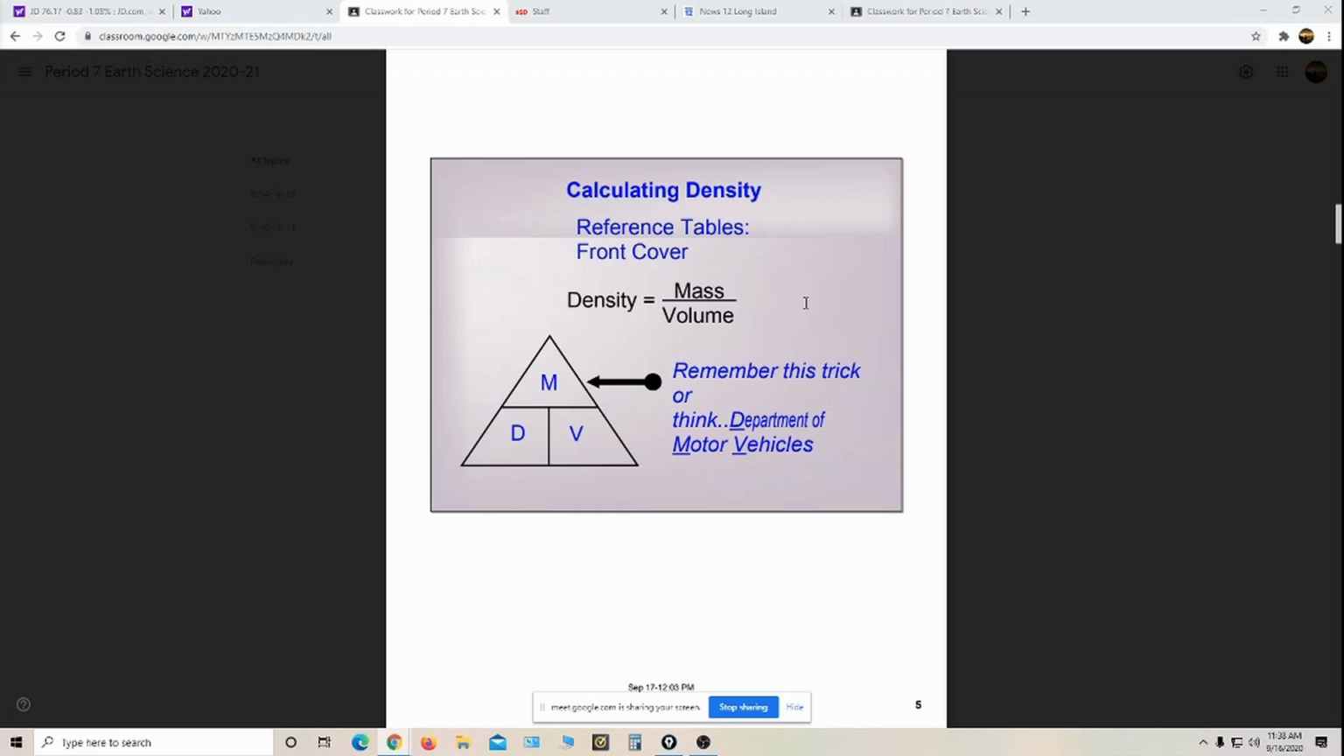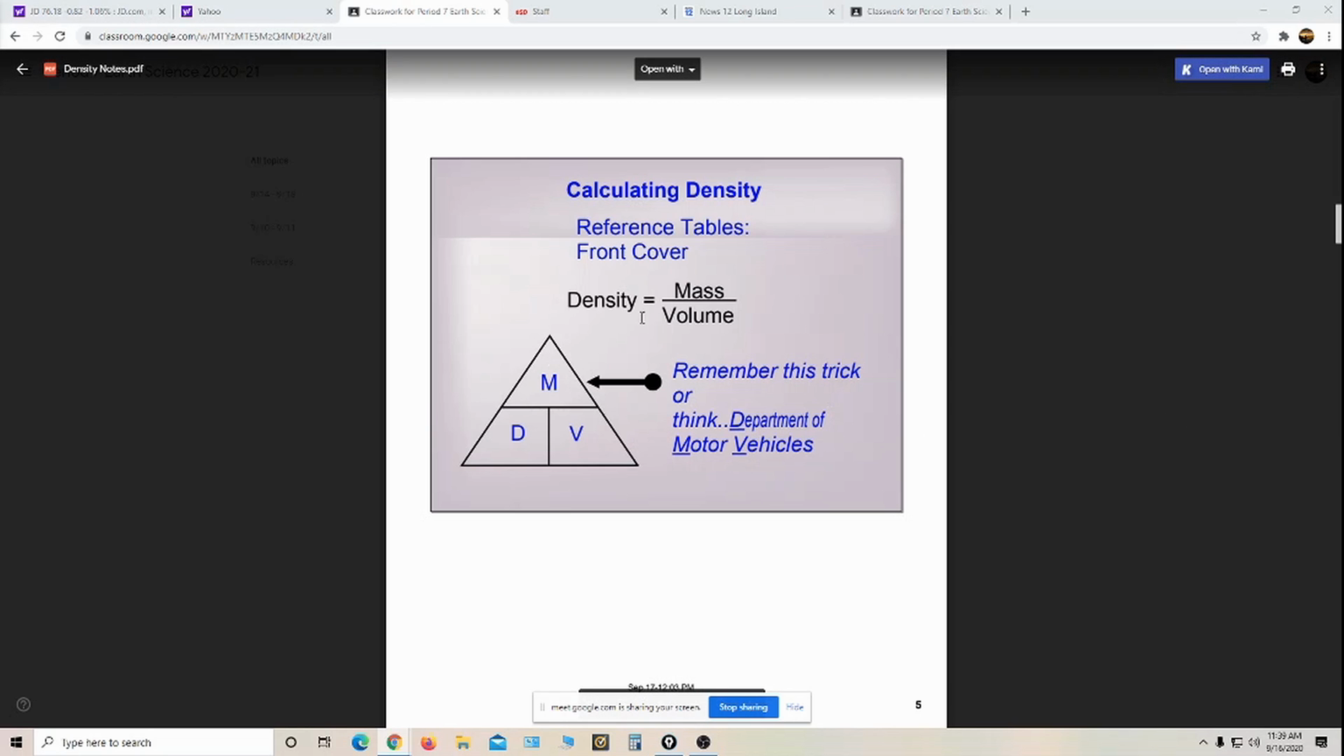Calculating density. Everybody in here good at math? Okay, so if you have any questions, you got to call Grace. She said she's good at math. Yeah, I'm good at math.